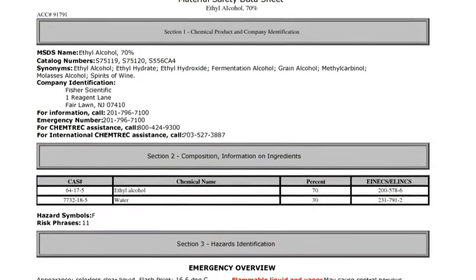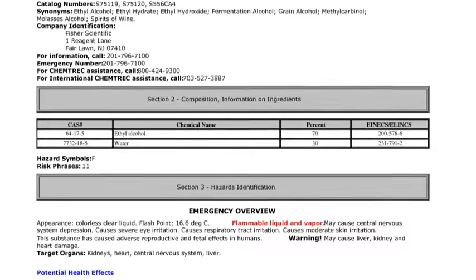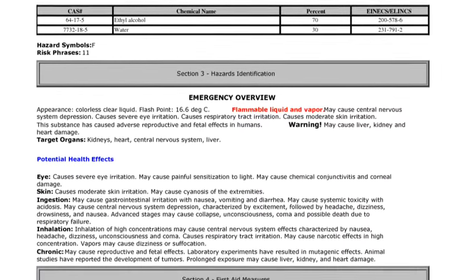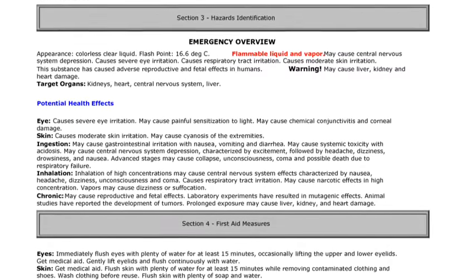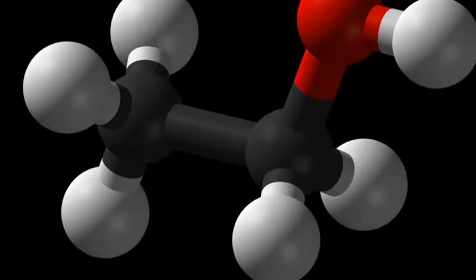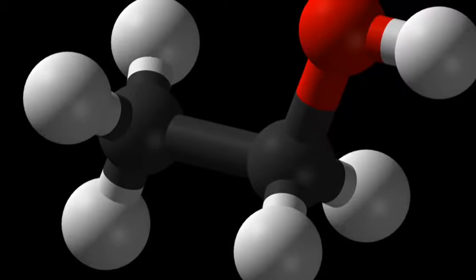Here is a material safety data sheet on alcohols. This one, more specifically, is based off the ethyl alcohol. Here is a diagram of my alcohol.